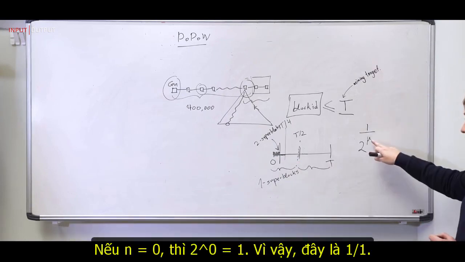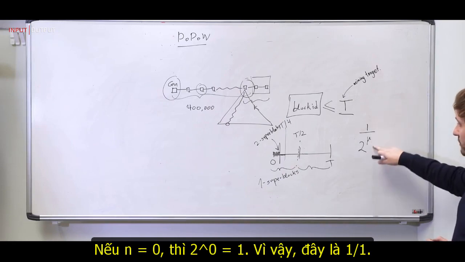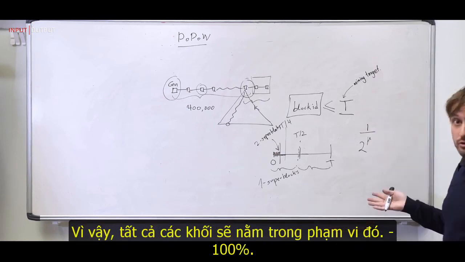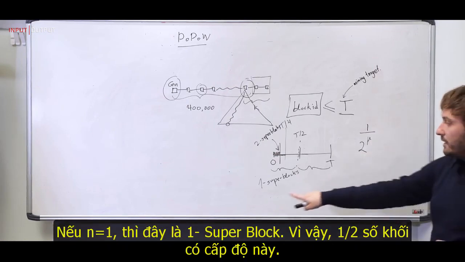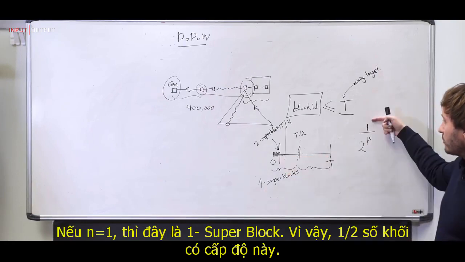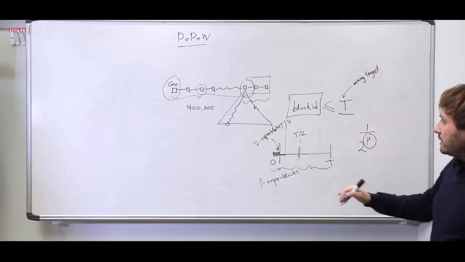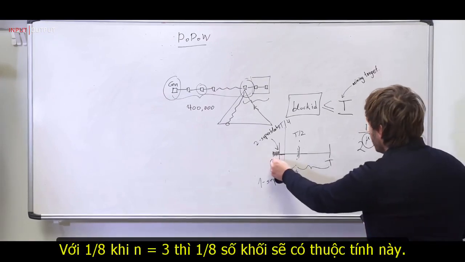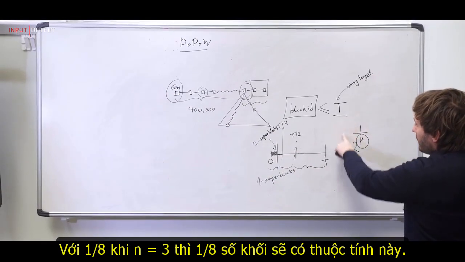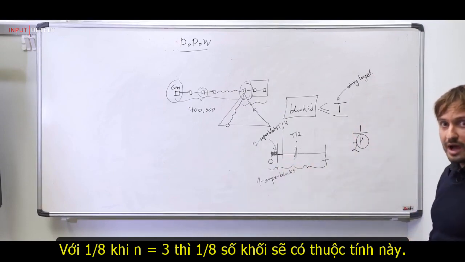So for instance, if mu is 0, then this is 2 to the 0, so this is 1/1. So all blocks will fall within that range. It's 100%. If I set mu to 1, I say this is 1 superblock, so it's half or 1/2 of the blocks having this level, mu. If I'm talking about 1/8, or setting mu to 3, then 1/8 of the blocks will have this property.